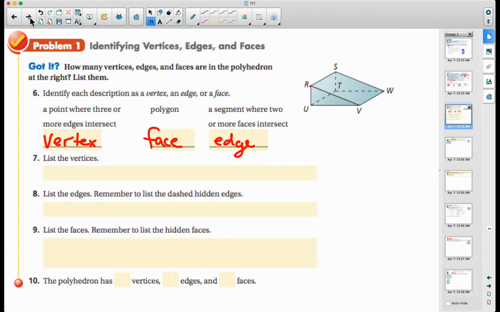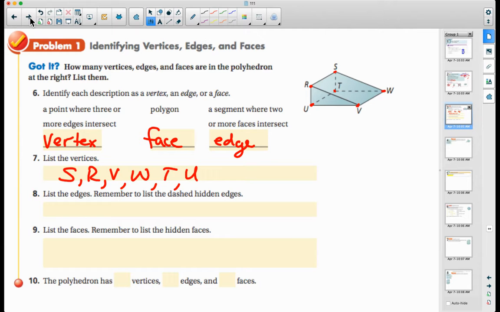List the vertices. Our vertices are all these points right there. So our vertices are S, R, V, W, T, and U.